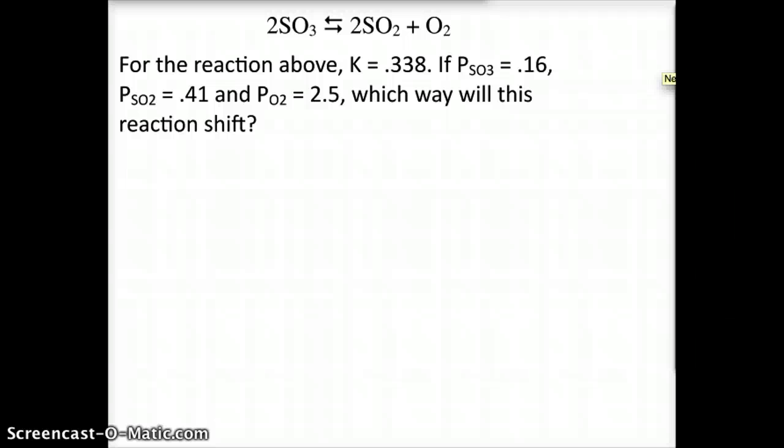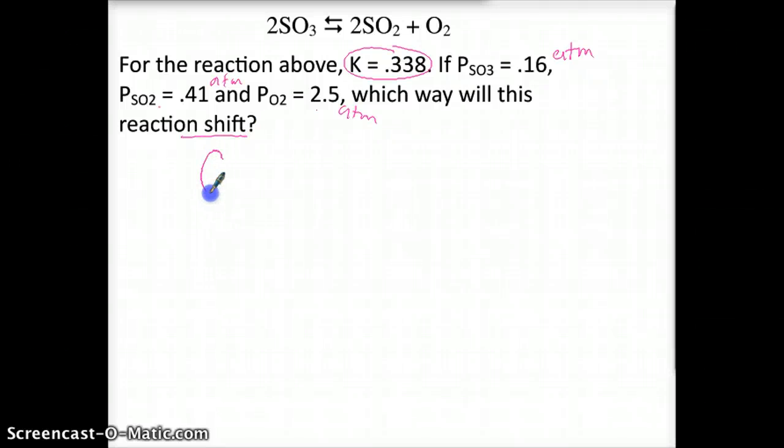So, for the reaction above, K equals 0.338. So they give us the equilibrium constant already. If the partial pressure of SO3 is 0.16, partial pressure of SO2 is 0.14, and O2 is 2.5, these are all in atm, which way will this reaction shift? Okay, so we need to predict a shift numerically. So this is not Le Chatelier's principle quite yet conceptually. It is with numbers. So first thing, we need to figure out the state of the reaction.